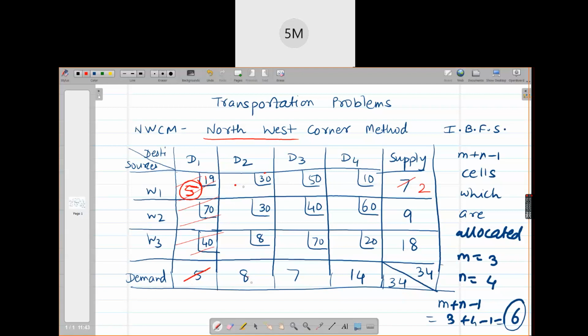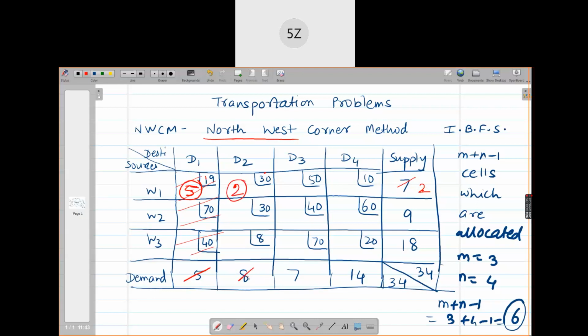So what is the situation? At D2, there are 8 units required. But how many units are available with W1? W1, 2. We are talking about this cell, right? So 2 units are available only and the requirement is of 8. So how many units can I supply at D2 from W1? Only 2 units I can supply, right?